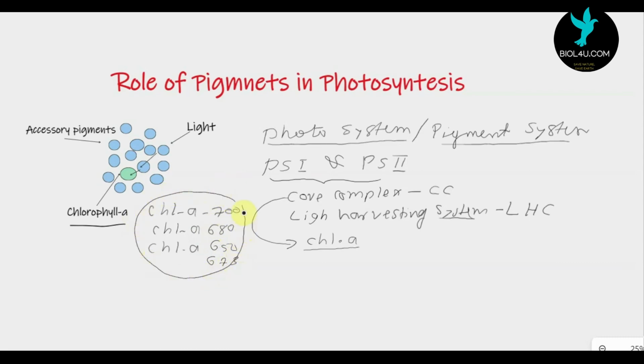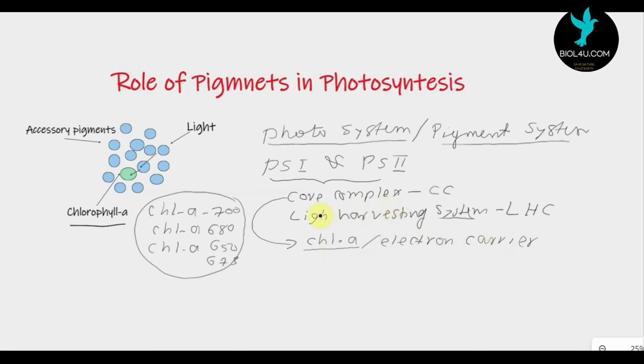This is a different type because the chlorophyll A absorbs the light energy at a particular wavelength. So the core complex contains a chlorophyll A out of this. That is a specific chlorophyll A molecule, and it also contains electron carriers: cytochrome B, cytochrome B6, F, and so on. So specific chlorophyll A and electron carriers together form the core complex.